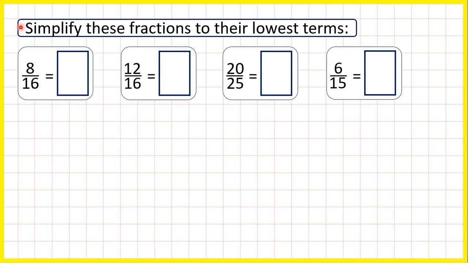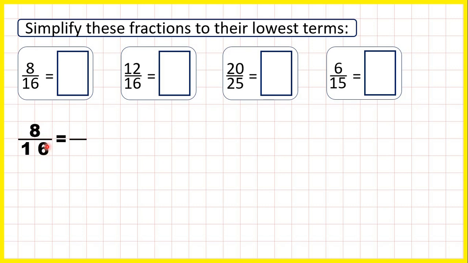Now, we need to simplify these fractions to their lowest terms. And to simplify fractions, we need to divide both the numerator and the denominator by the highest common factor. So first we have 8 over 16.